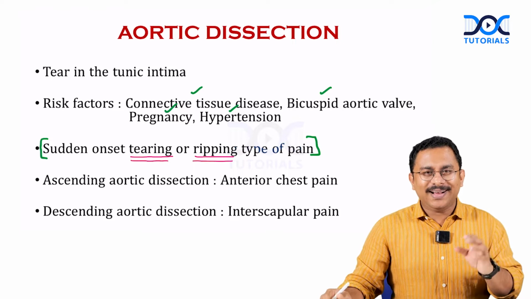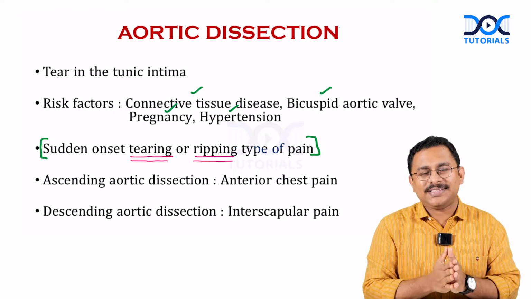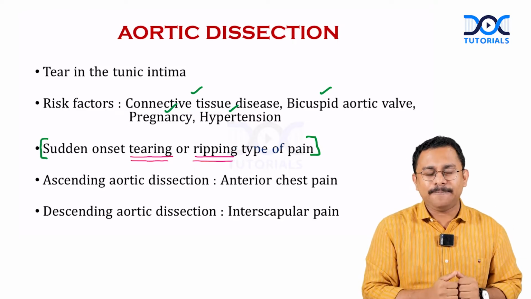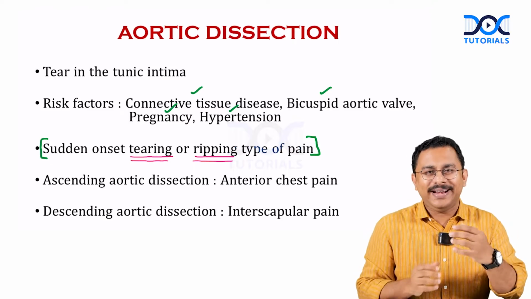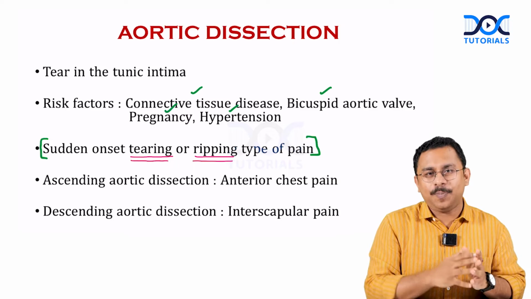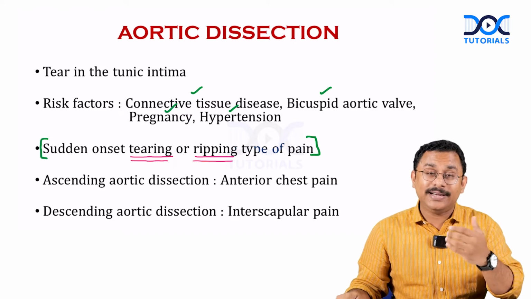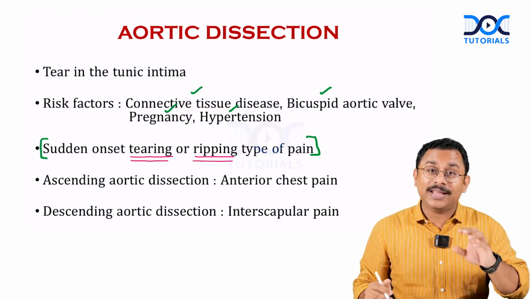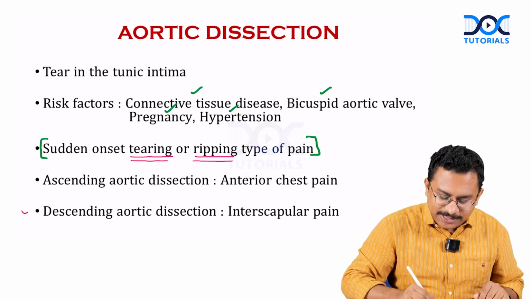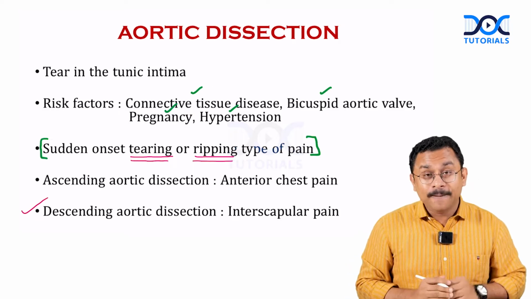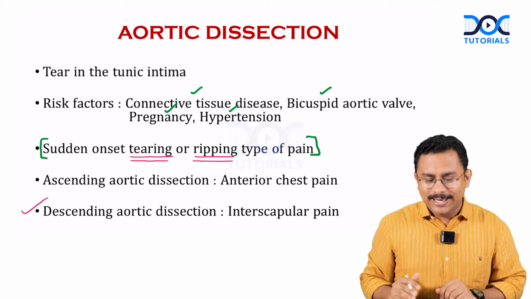Now regarding the location of the pain, it's not always that in aortic dissection you get a pain in the interscapular region. You must understand that the radiation of pain will also give you an idea regarding the direction of propagation of dissection. Especially the anterior ascending aortic dissections are likely to present with anterior chest pain, more towards the front. But it is the descending aortic dissections that are likely to produce a pain which radiates to the interscapular region. So you have got to keep that in mind.